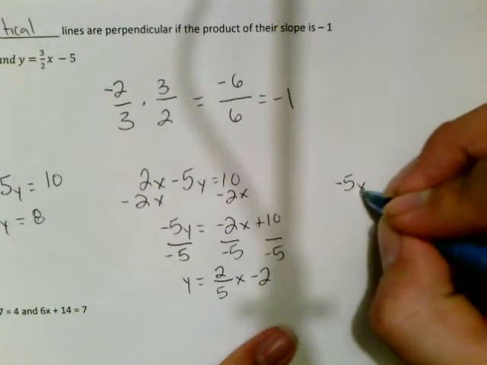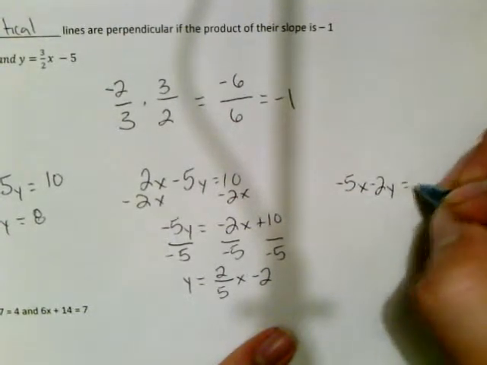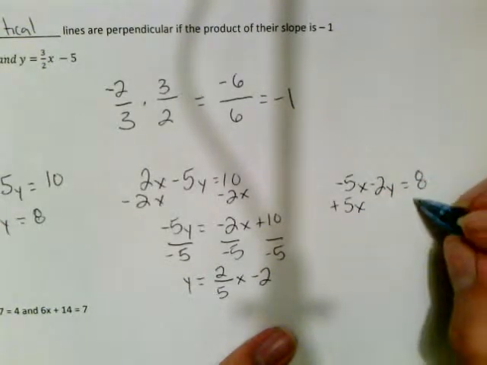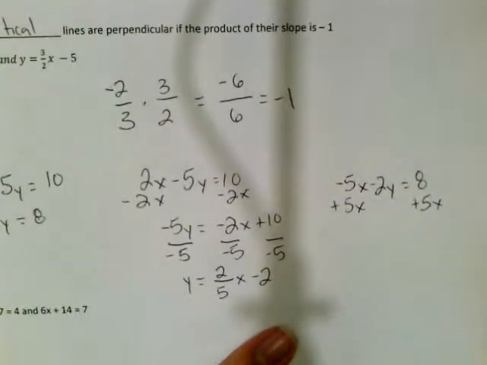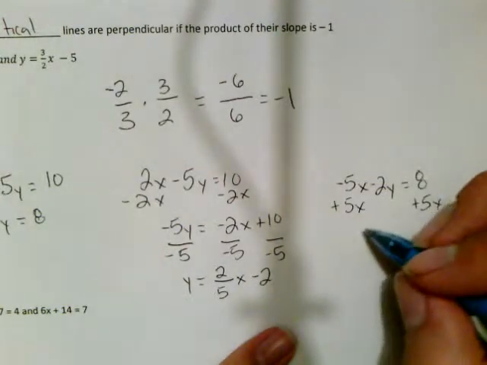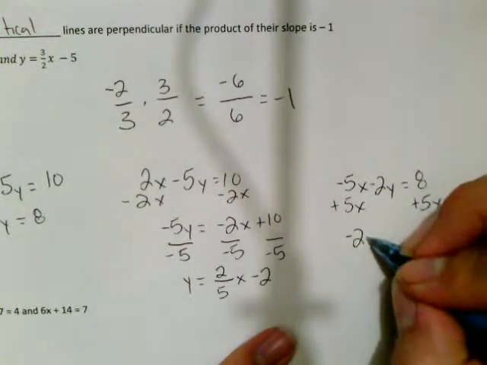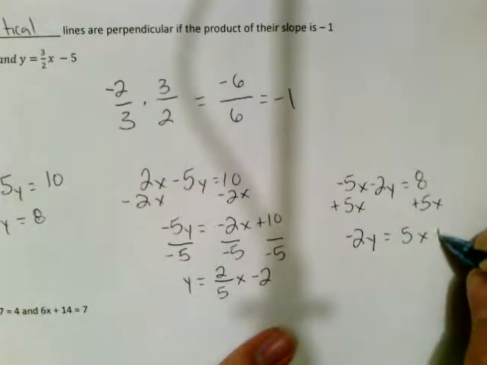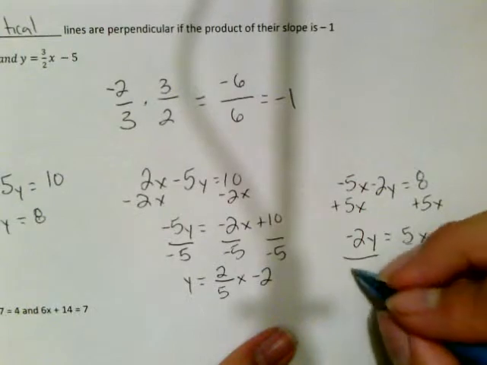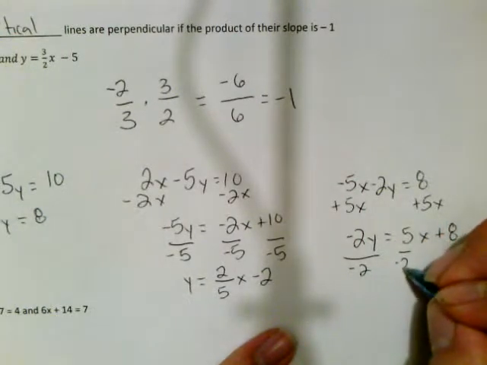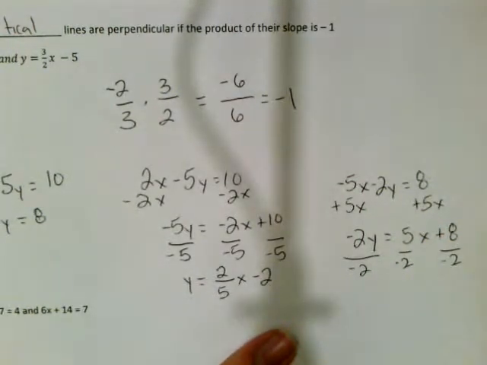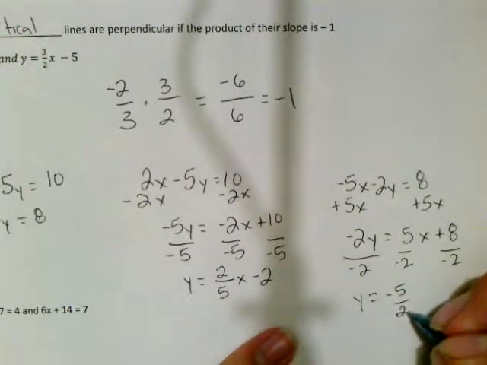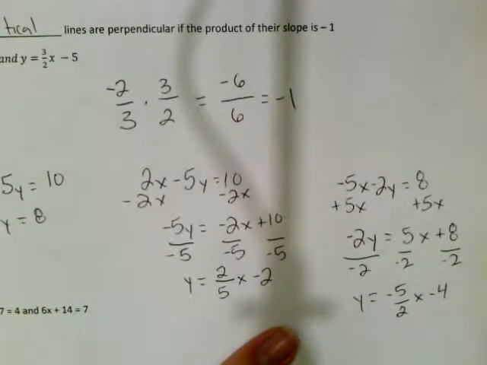Negative 5x minus 2y equals 8. First step is to add 5x to both sides. So we get negative 2y equals 5x plus 8, divided by negative 2, divided by negative 2, divided by negative 2. We get y equals negative 5 over 2 x minus 4.